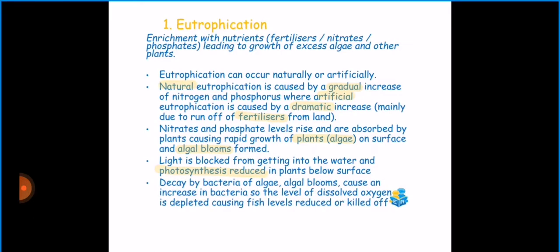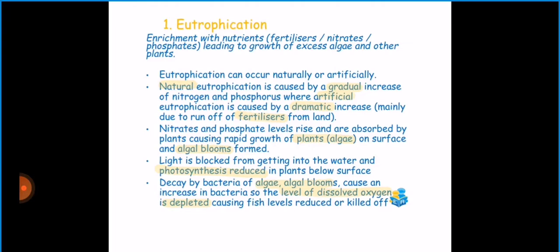So over time, this algae and algal blooms will start to decay, and they'll be broken down by bacteria, and the bacteria will be undergoing respiration and they'll be reproducing. So that means the level of dissolved oxygen is depleted. That means it will decrease because the bacteria are using the oxygen in the water for respiration.